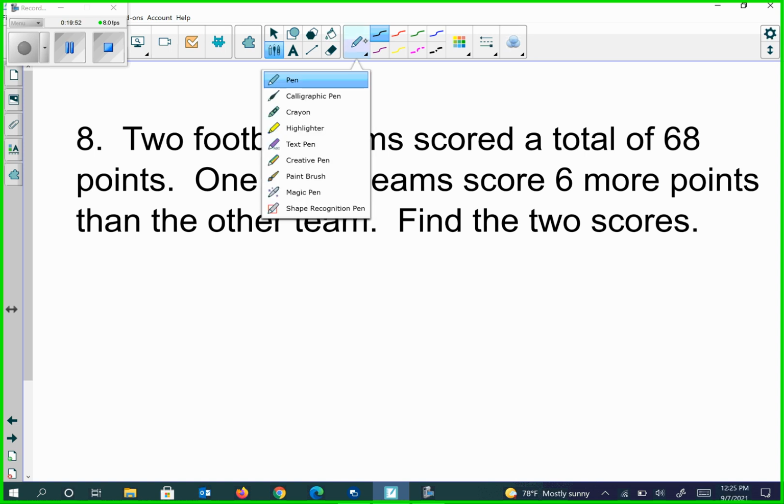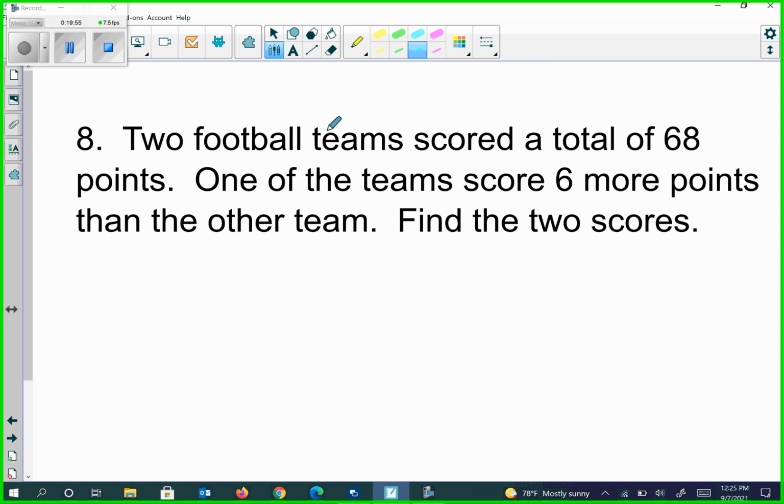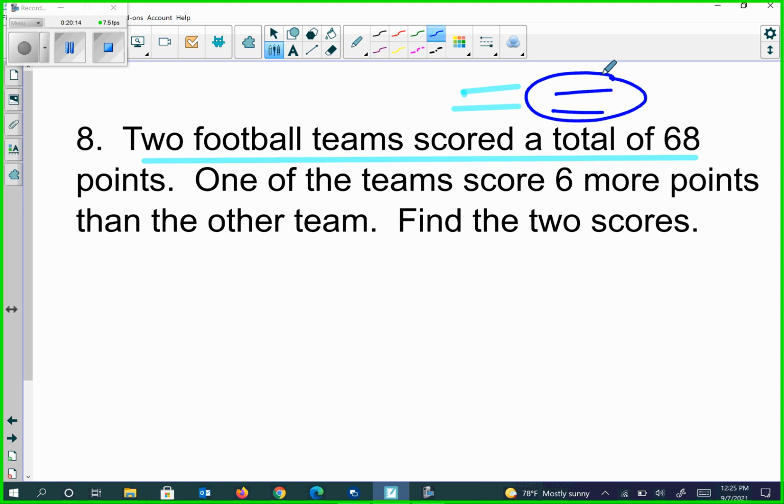Okay, so this problem says two football teams scored a total of 68 points. One of the teams scored 6 more points than the other team. Find the two scores. Okay, so this would be a similar problem that we might see on Thursday. So this is what I would probably do for you. Two football teams scored a total of 68 points. This is team A, team B, whatever the two teams are. If I looked at the scoreboard and added up the scores of the two teams, there were 68 points. So we have an equal sign that's taking place with this. There's some sort of equal sign that's going to be here.